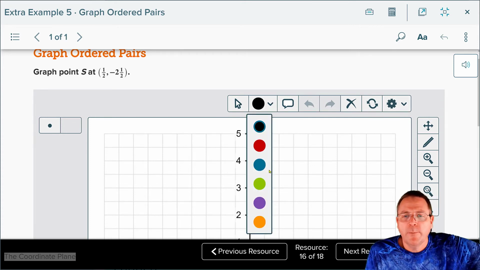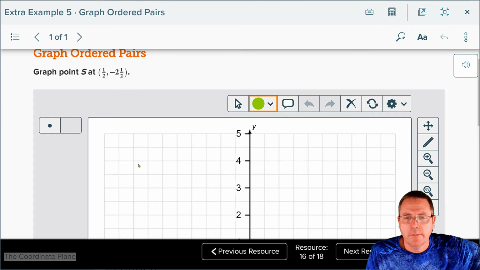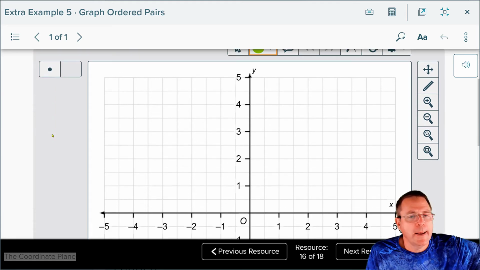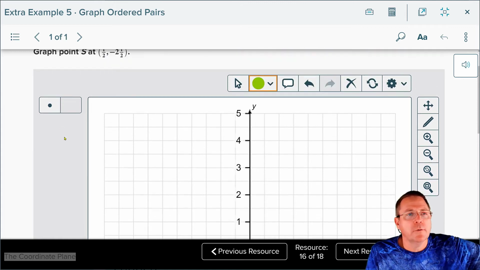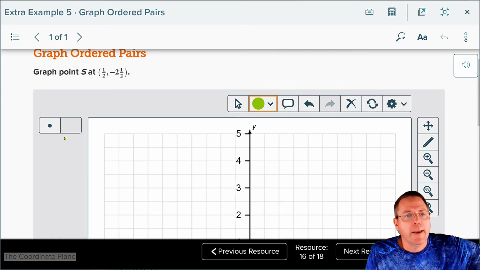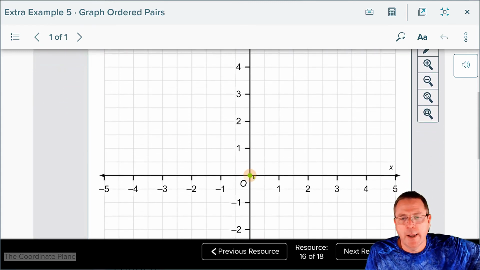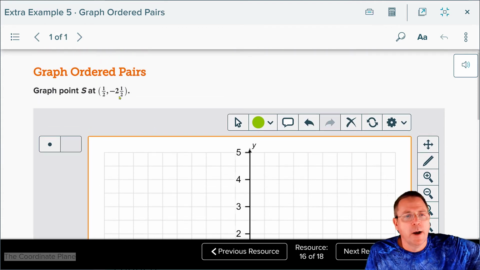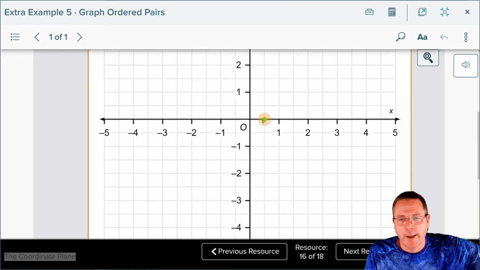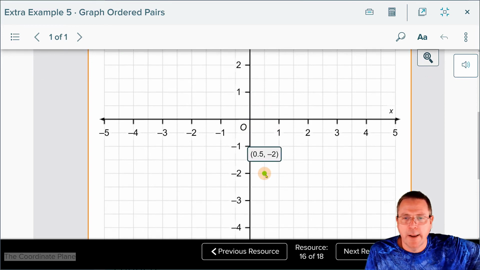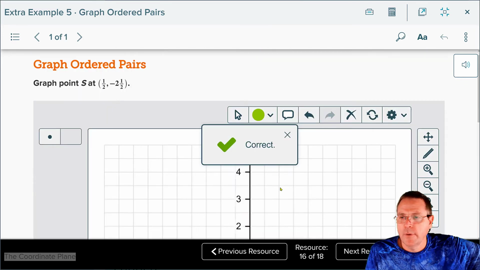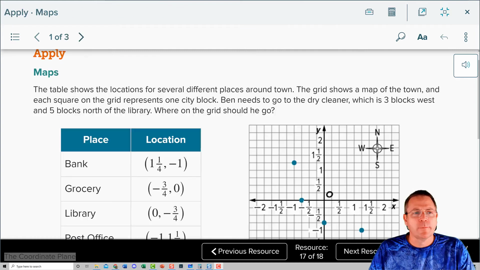I'm going to start off by picking a color just because I can. Let's make this one green. We're going to add a point. To add a point, you just select the point button. Boop, there it is. And from here, my x value is a positive 1/2, so I'm going to run positive 1/2. My y value is a negative 2 1/2, so I'm going to run down 2 1/2. Check my answer. The answer checks. It really is that simple.